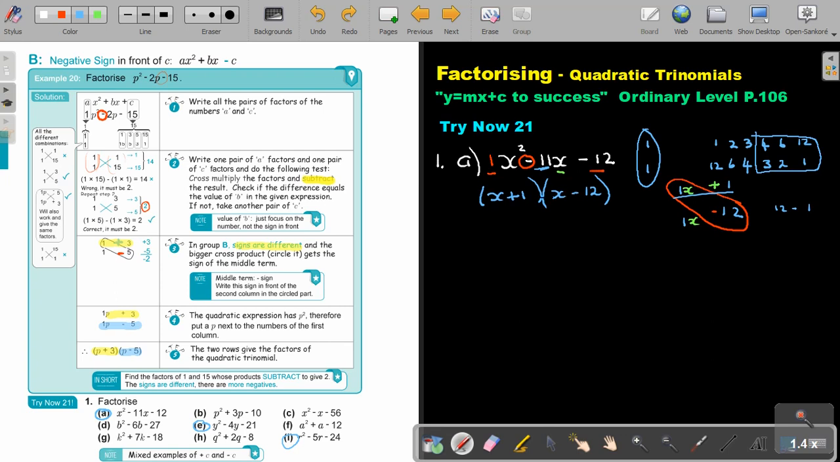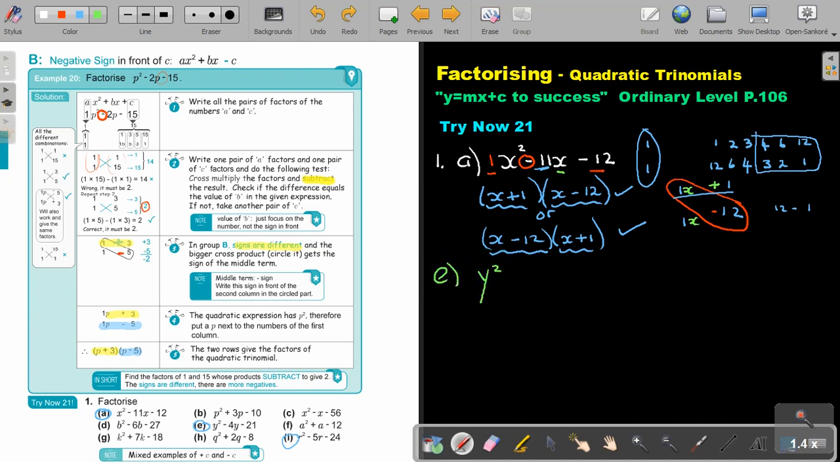Also remember that if somebody is writing it like this, then he is also correct, as long as the inside of the brackets are exactly the same. The order does not matter. Okay, let's go to the next one. Let's go to number E.